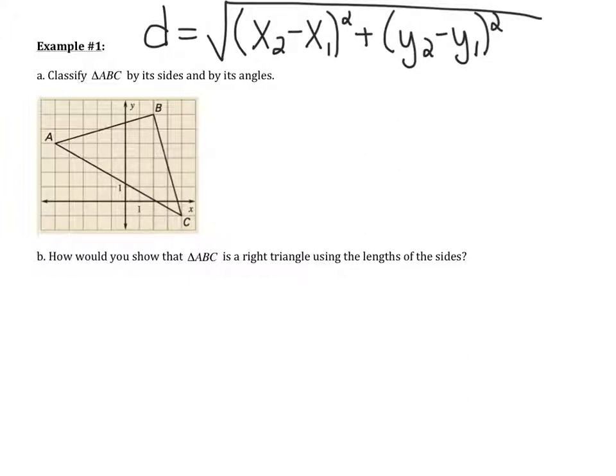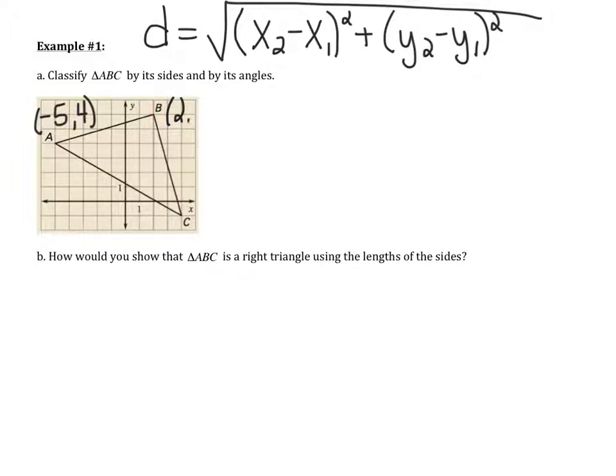So for point A, they're going to the left 1, 2, 3, 4, 5 units to the left and up 1, 2, 3, 4. So the ordered pair for point A is -5, 4. For B, they're going to the right 1, 2, and up 1, 2, 3, 4, 5, 6. So it would be 2, 6.